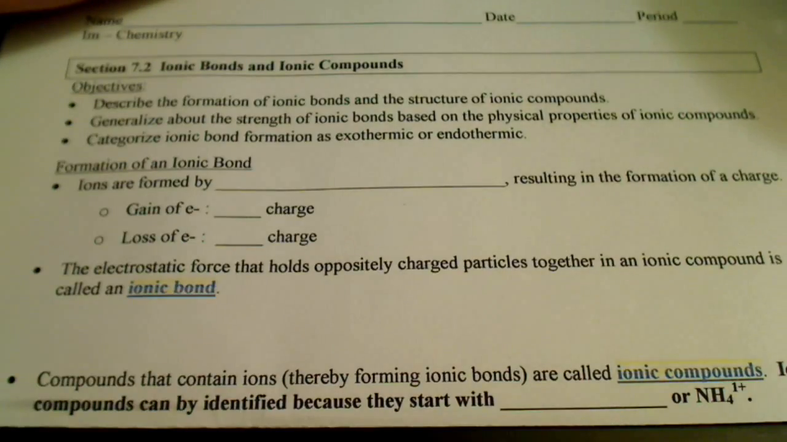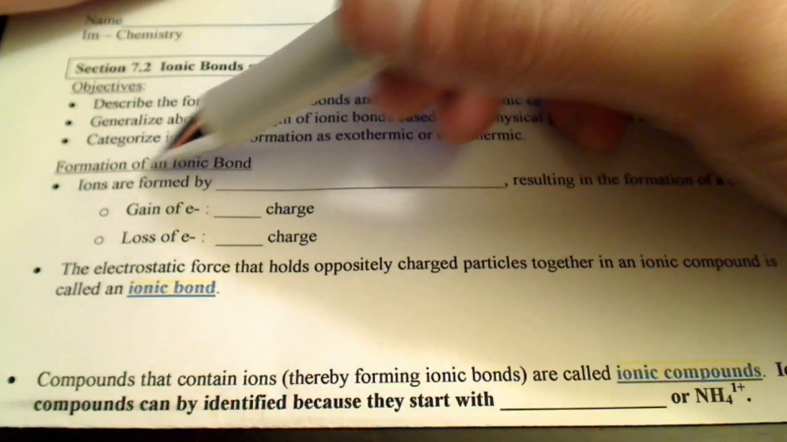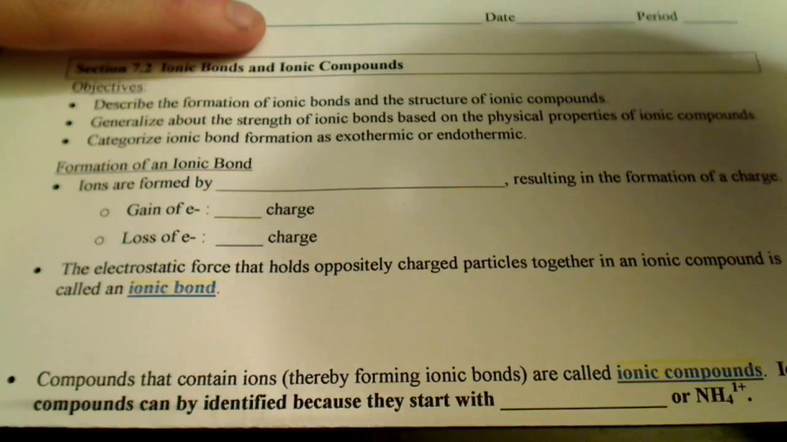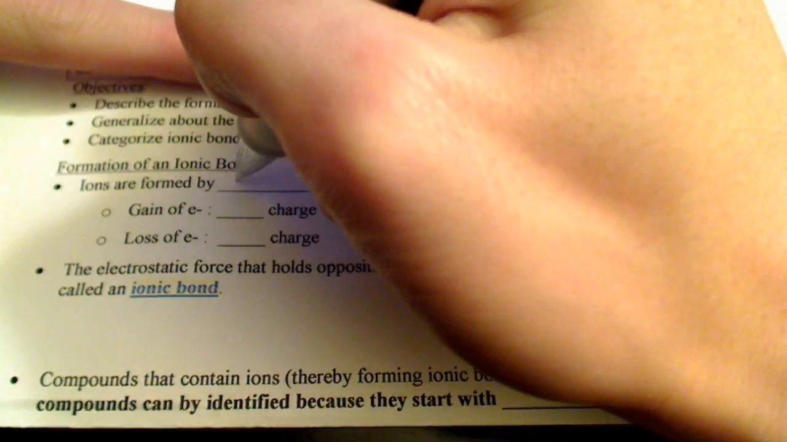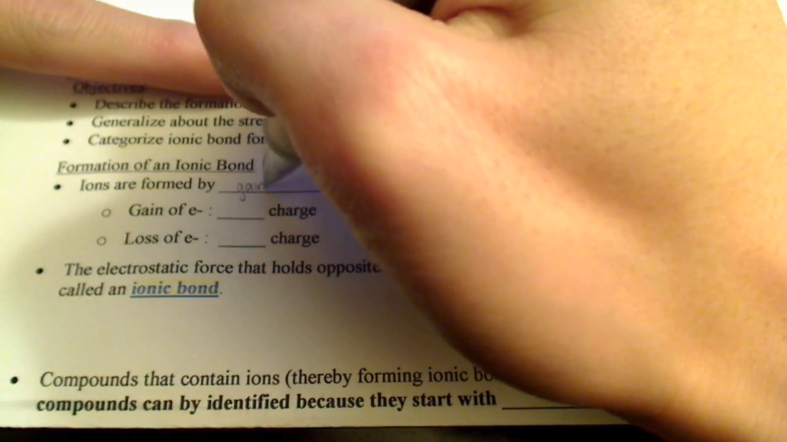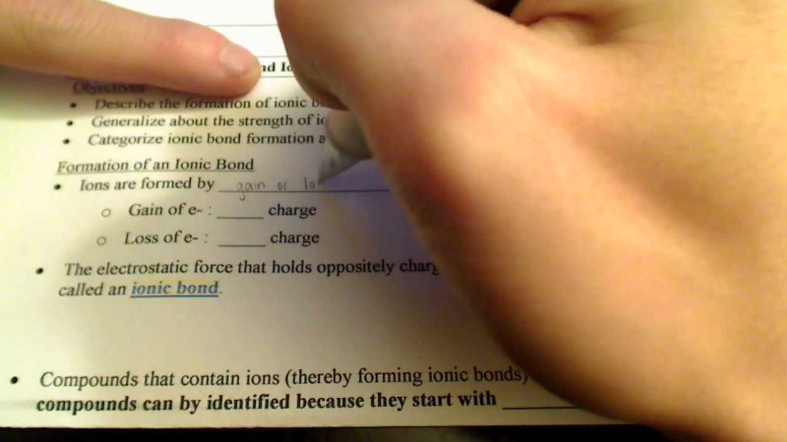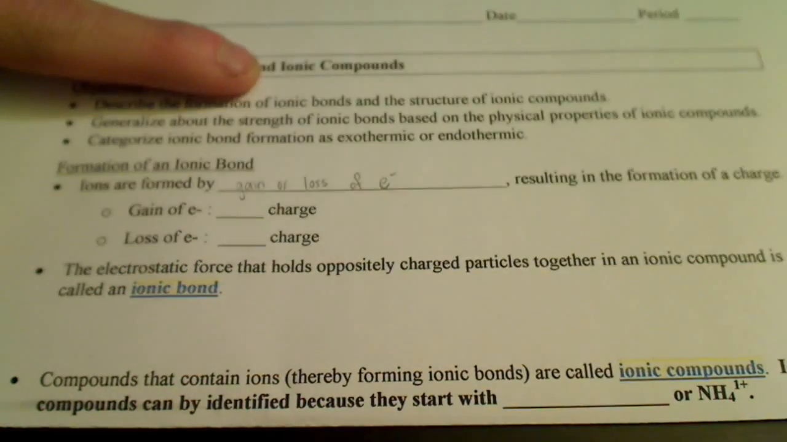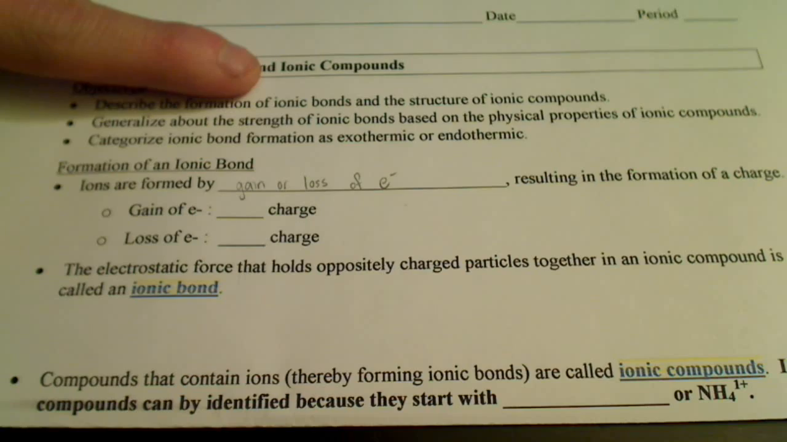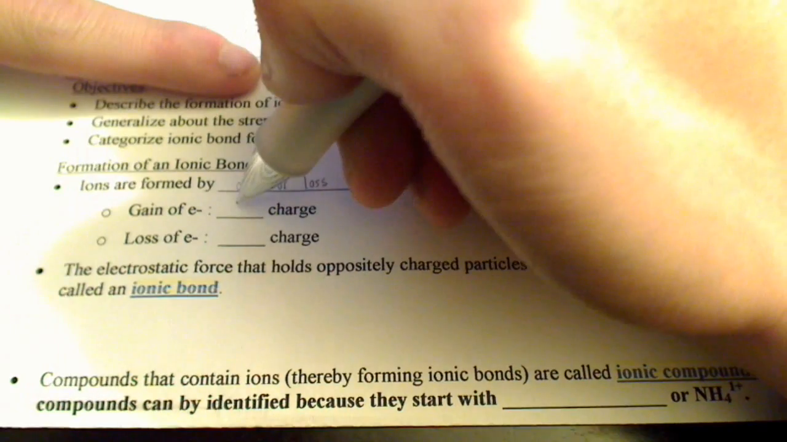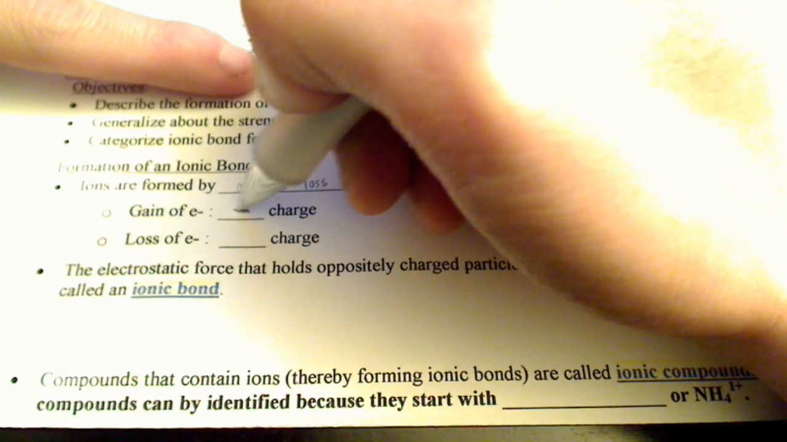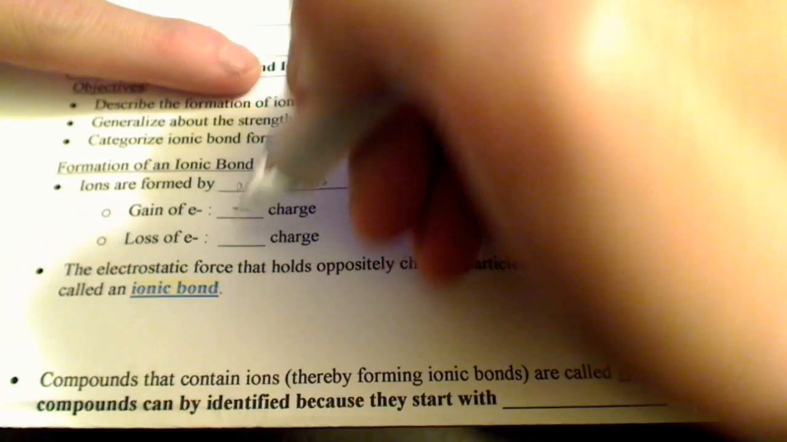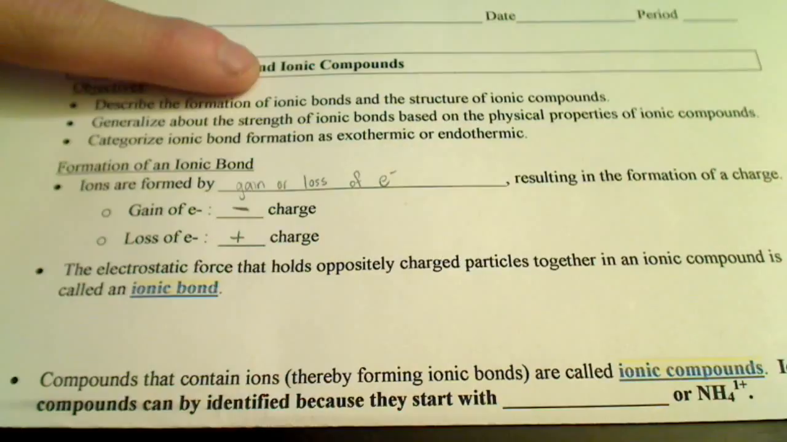Well, first off, we have to look at how ions are formed. First bullet says that ions are formed by blank, resulting in formation of a charge. Based on the context of this, you should be able to figure out that in the blank, ions are formed by gain or loss of electrons. Now, because electrons have a negative charge, if an atom gains electrons, it gains negativity, so it gains a negative charge. If it loses electrons, it loses negativity, in other words, ends up with a positive charge.